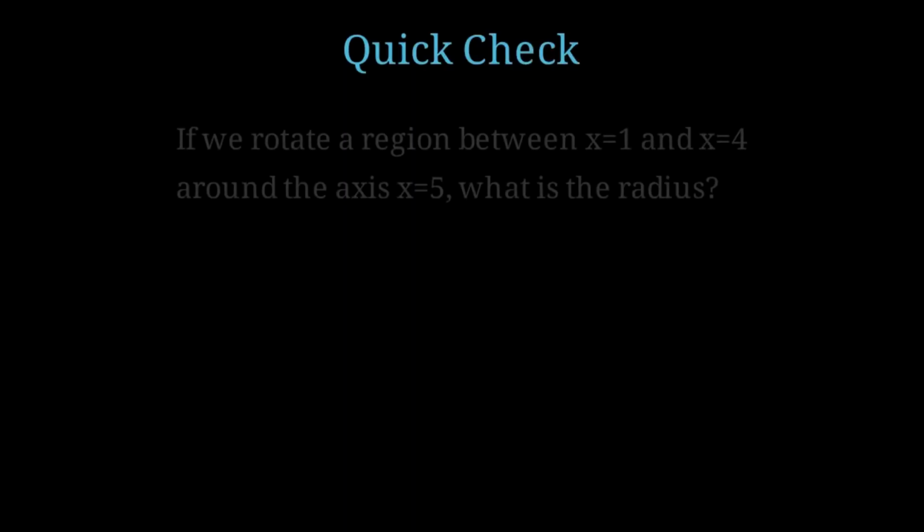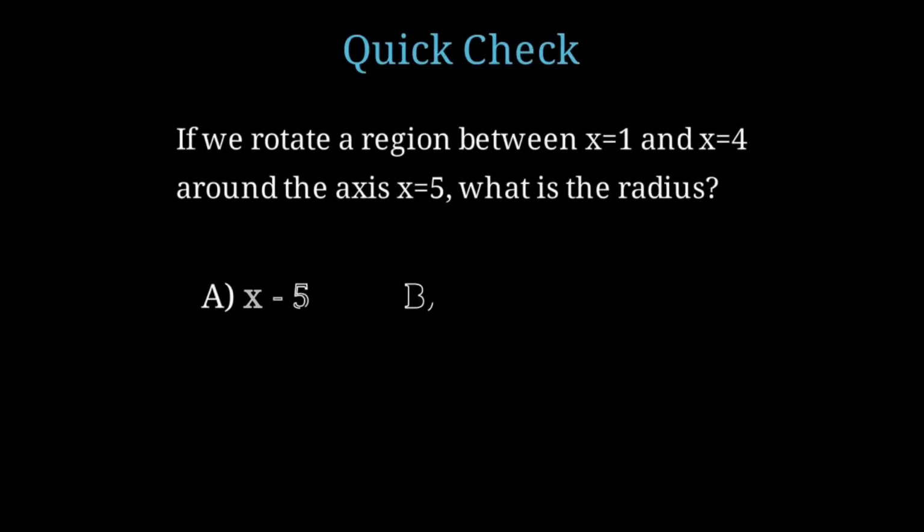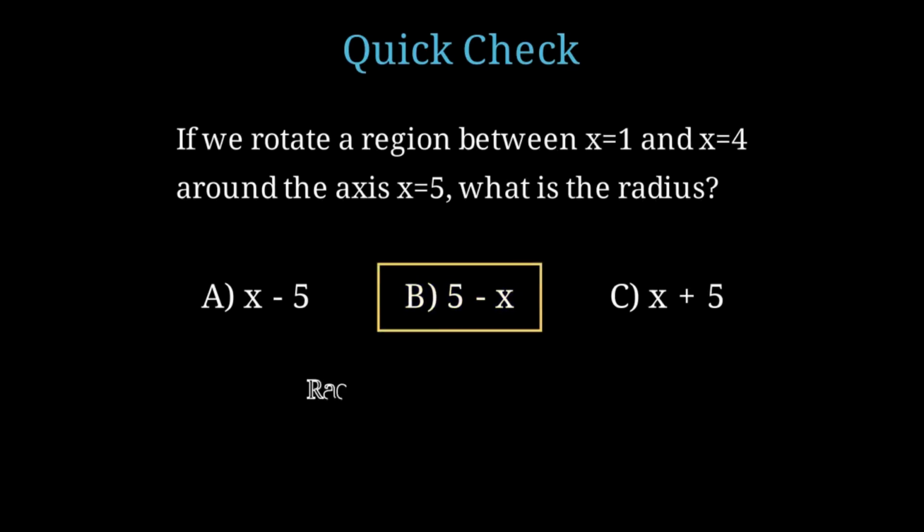Here is a quick question: if your region is between x equals 1 and x equals 4, and you rotate around the line x equals 5, what is the radius expression? The answer is 5 minus x, because 5 is to the right of the region.